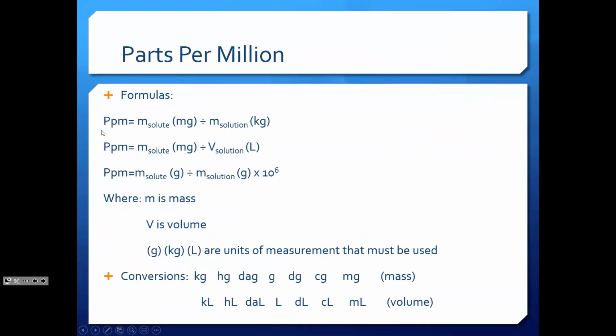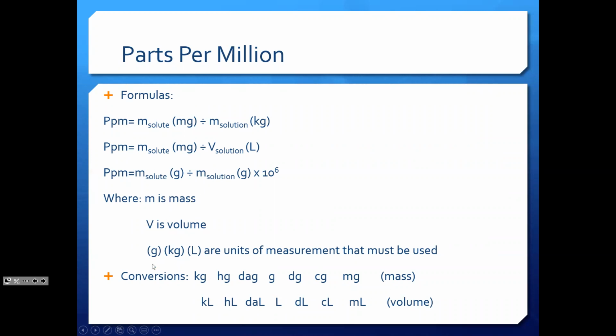So these are the different formulas here. All of them are calculating parts per million. One is dividing the mass of the solute by the mass of the solution, where the mass of the solute is measured in milligrams and the solution's mass is measured in kilograms. You could also calculate parts per million by dividing the mass of the solute in milligrams by the volume of solution in liters, or you can divide the mass of the solute by the mass of the solution, with both of them being measured in grams, and then multiply your answer by 10 to the power of 6.